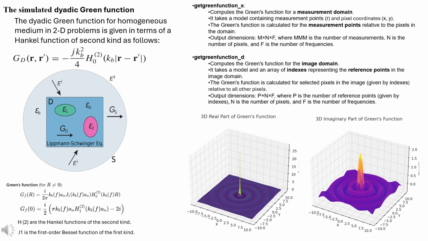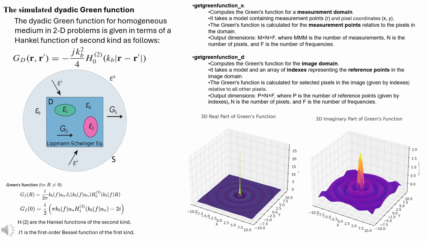Green function is computed. The second method, getGreenFunction(D), computes the Green function for an image domain. In this case, the function takes a model and an array of indexes that represent reference points in the image. It computes the Green function for selected pixels in the image relative to the reference points. The output is also a 3D matrix, but with dimensions p times n times f, where p is the number of reference points, n is the number of pixels, and f is the number of frequencies.